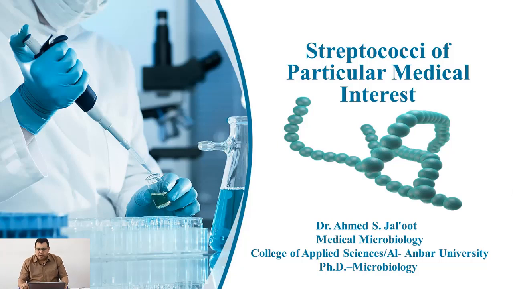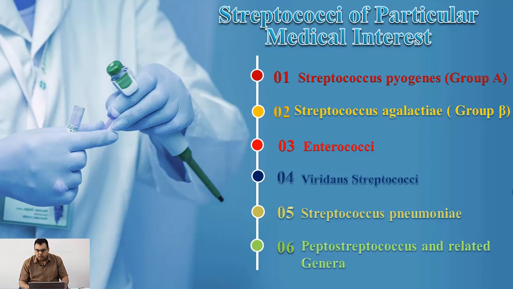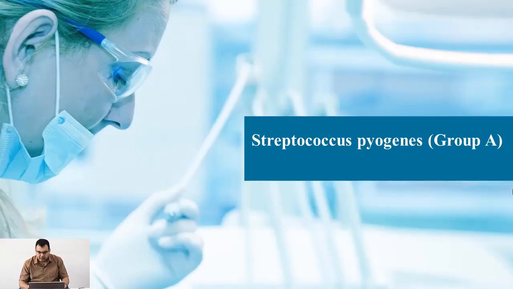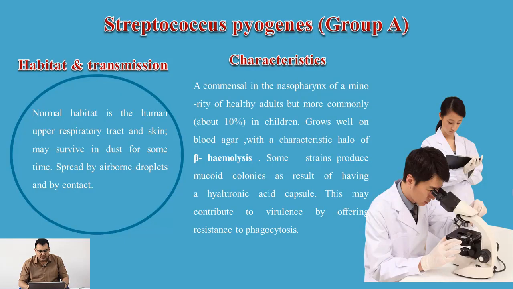Streptococci of particular medical interest include Streptococcus pyogenes (group A), Streptococcus agalactiae (group B), enterococci, viridans streptococci, Streptococcus pneumoniae, and related genera. Streptococcus pyogenes habitat and transmission.